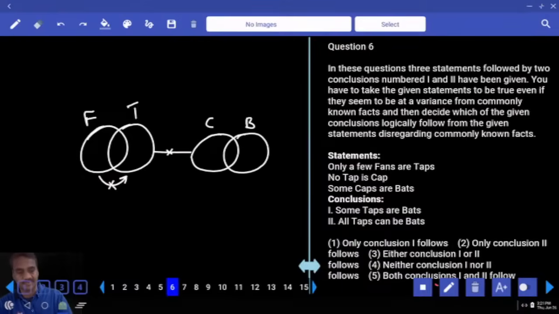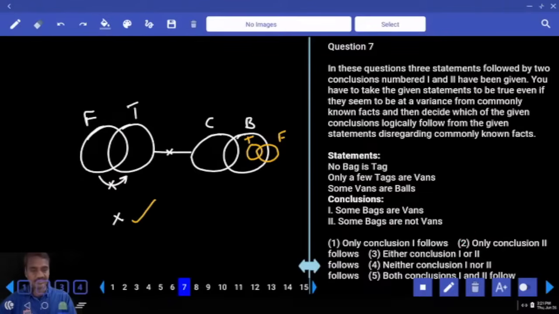Now this is the first basic diagram. And some tabs are bent, tab and bent, no intersection. All tabs can be bent. Now this entire tab can be part of bent or not? Yes. If tab is here, along with this tab you can have fan as well. Possible or not? So what is your answer? Only two, choice 2, question number 6.